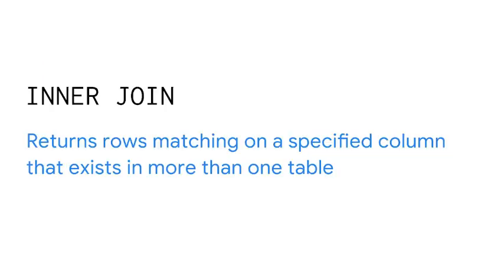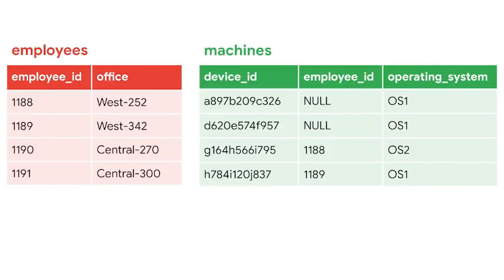Next, we'll use a type of join called an inner join. An inner join returns rows matching on a specified column that exists in more than one table. Tables usually contain many more rows, but to further explain what we mean by inner join, let's focus on just 4 rows from the employees table and 4 rows from the machines table. We'll also look at just a few columns of each table for this example.